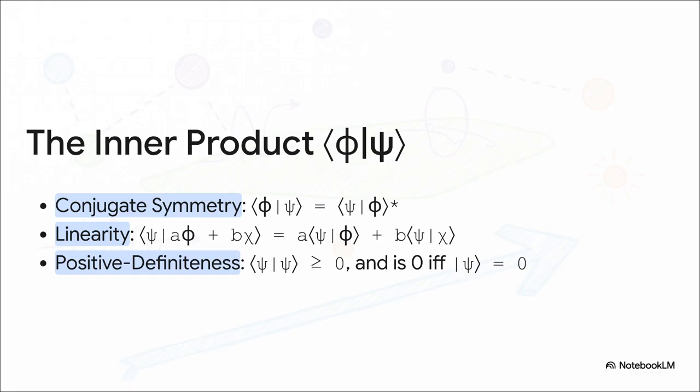First, conjugate symmetry. This just means that if you flip the order of the vectors, you get the complex conjugate of the original answer. So order matters. Second is linearity, which just means you can distribute things like you'd expect. And third, positive definiteness. This one's huge. It guarantees that the inner product of a vector with itself is always a positive real number, which is basically its squared length. It can only be 0 if the vector itself is 0.